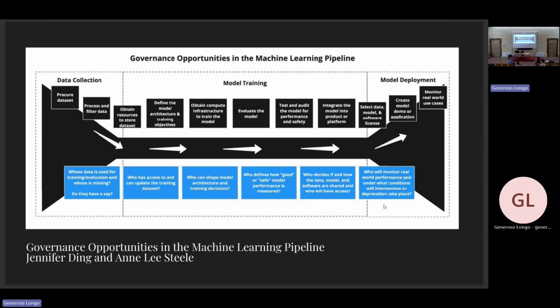Moving forward along the pipeline, once a data set is procured, who has access to that data set? How can they update the training? And then as we move along, more questions emerge, right? Who gets to define good or safe or performant? Who defines what the best models really are?